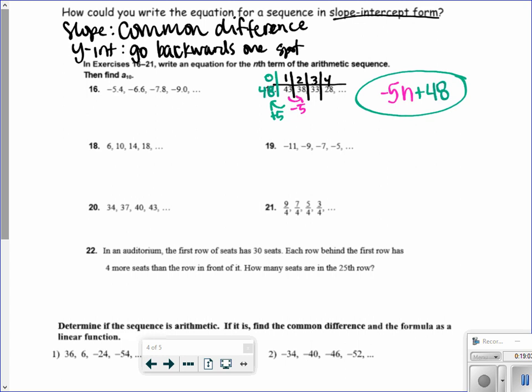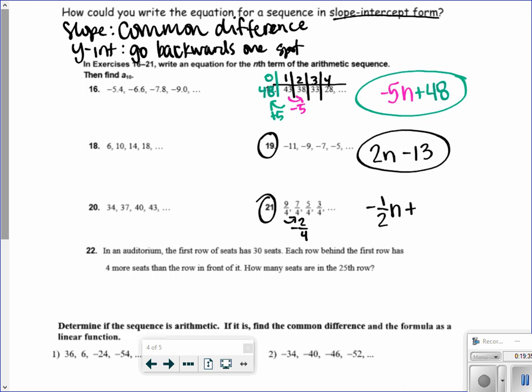How do you feel? Good? You already tried 2 on your own? Okay. I want you all to do number 19 and number 21. Okay. 19 looks good. For 21, as you go forward, what's happening to it? Yeah. It's subtracting 2/4, which is equal to 1/2. So I'm going to write the simplified version. So -1/2 n, and then plus 11/4. Keep it as fractions because the sequence had fractions. If the sequence had decimals, then we can write it as decimals. But generally, you want to keep it how they had it.